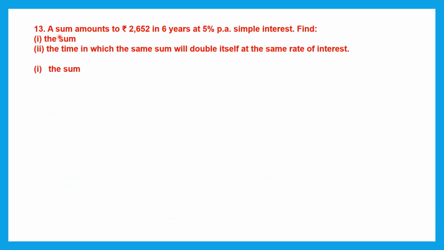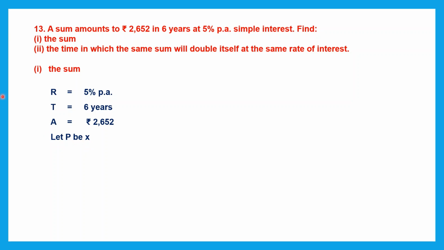Question 13. A sum, again the sum means the principal, amounts to rupees 2652 in 6 years at 5% per annum, simple interest. Find the sum. So first we're going to find the sum and then we have the second question. Let's write what's given to us. The rate of interest is given as 5%, time is given as 6 years, and amount is given as 2652. We don't know the sum, that is the principal. So let principal be x.